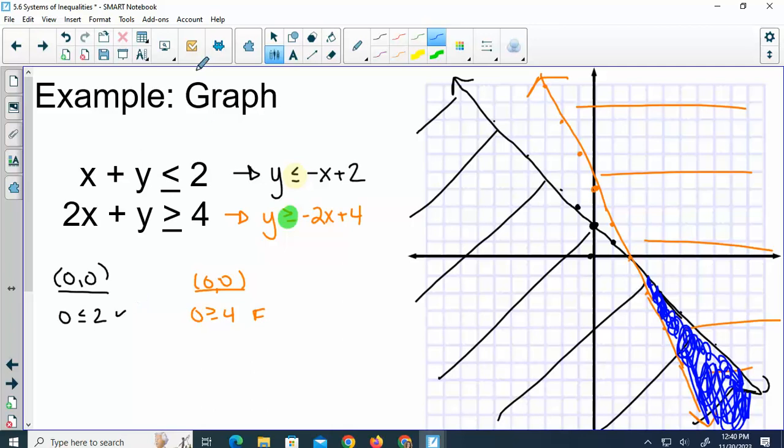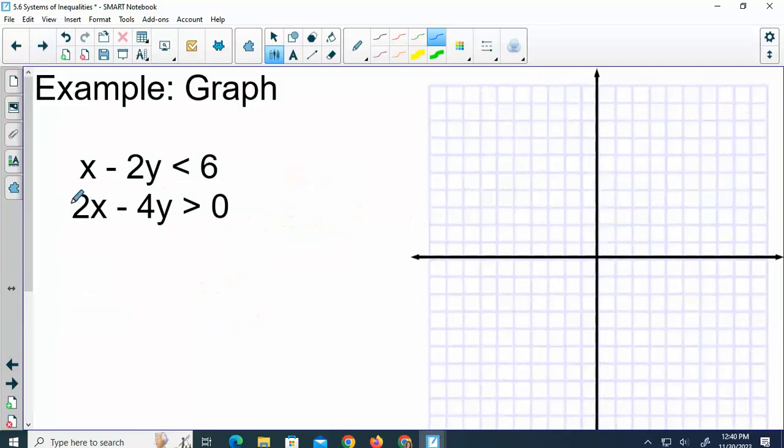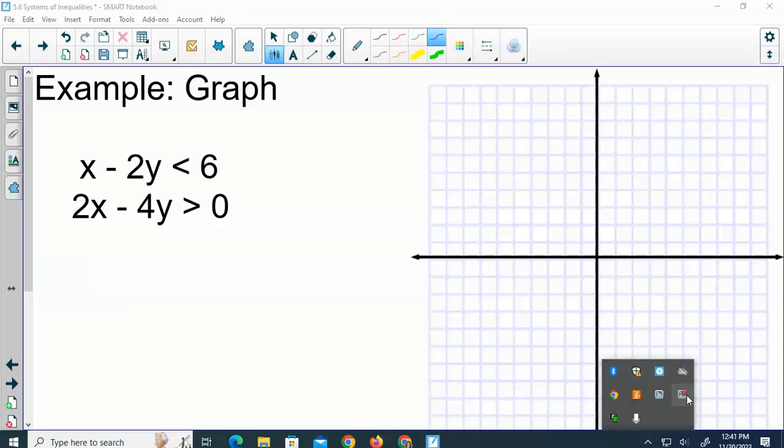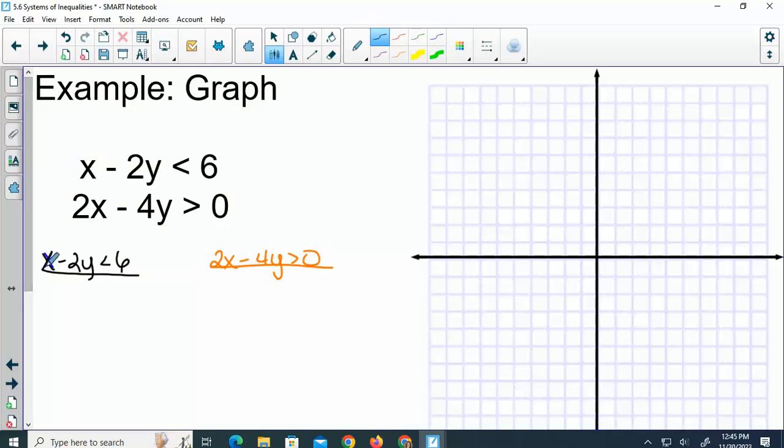Alright. Let's try. Do you guys think you could try one? If you divide by a negative, what do you have to do? So first one, you subtract your x. Divide by -2. And dividing by a negative flips it, so we have y is greater than 1/2 x minus 3.